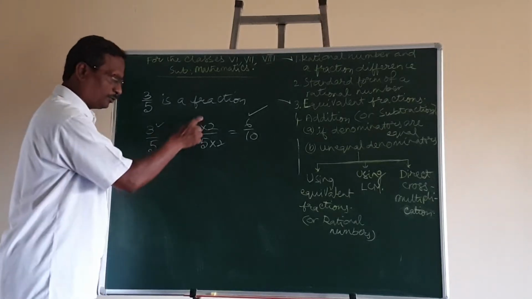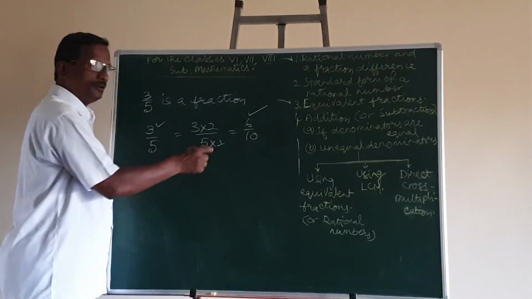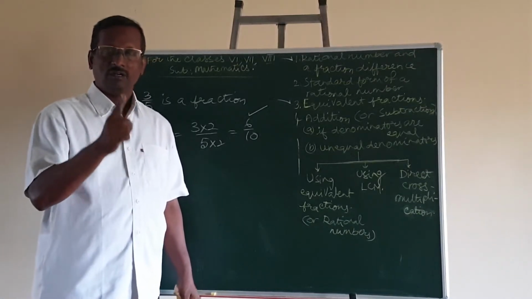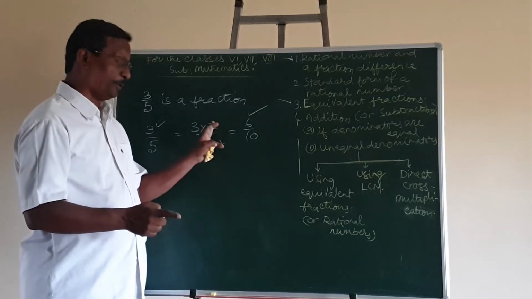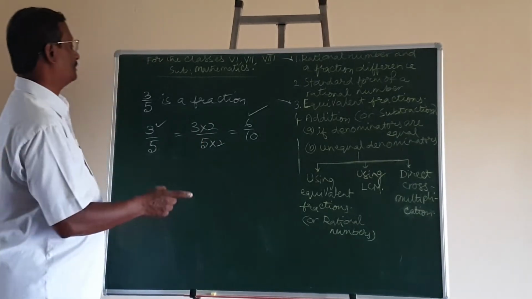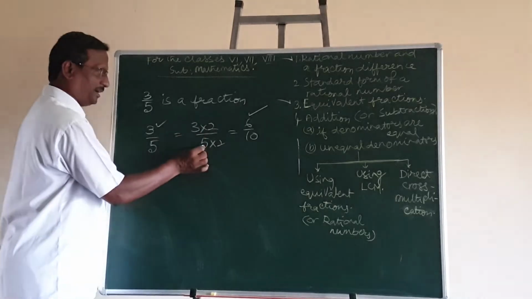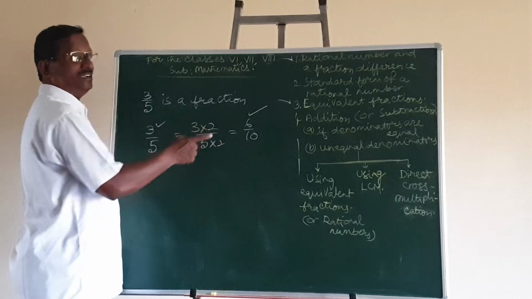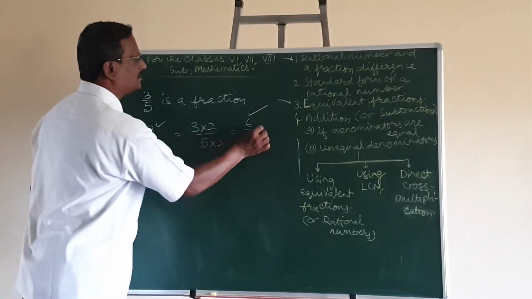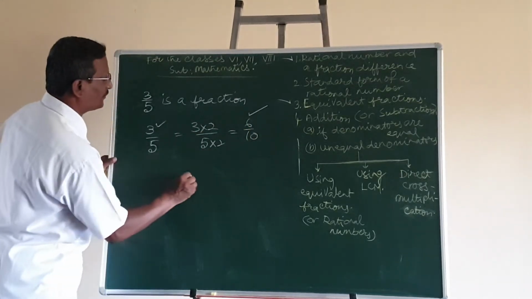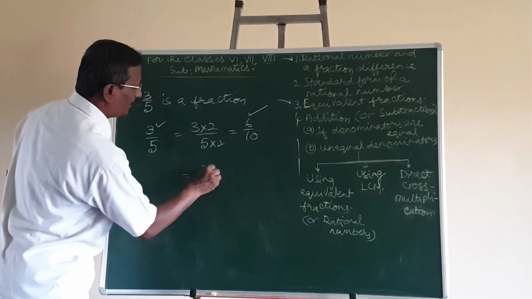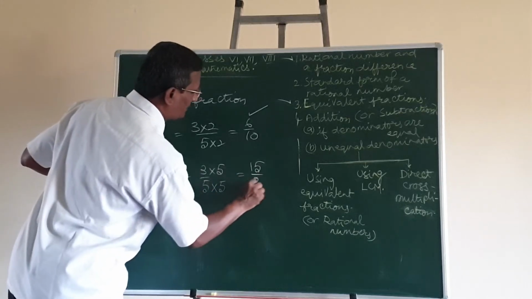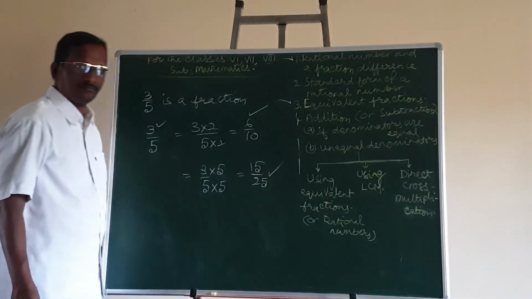There is no rule that we have to multiply only by 2. Here the numerator and denominator can be multiplied by any non-zero positive number. We can multiply the numerator and denominator of a fraction by any non-zero positive integer, and then we get another equivalent fraction of the same 3 by 5. If I multiply by 5, 15 upon 25 is also another equivalent fraction.